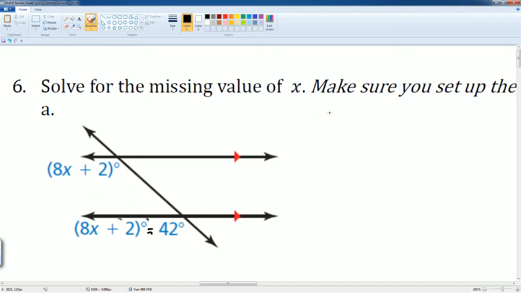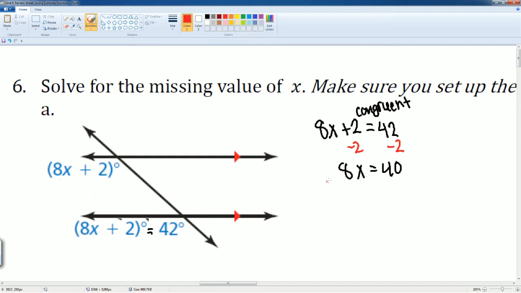So let's set up the equation. 8x plus 2 is going to be equal to 42 degrees. Why? They are congruent. Okay, let's solve for it. So we subtract 2 from both sides. We get 8x is equal to 40. Then we divide by 8 on both sides. This cancels, right? This becomes just x equal to 40 divided by 8, which is just 5. So the x here is equal to 5. Good job.